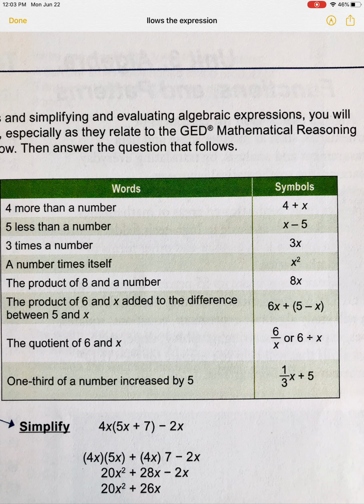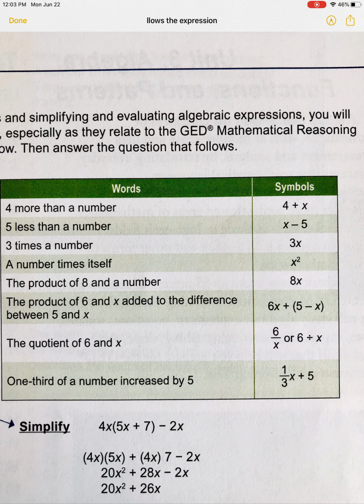So a number, it's any number. We're using a variable to stand in for that number. Usually we're going to use the letter x as our variable, unless it tells us otherwise. We'll see an example of that soon. So 3 times a number is 3x. A number times itself, well, we could say x times x, but that's what squaring is. So we're going to say x squared, x with that 2 raised right above it.